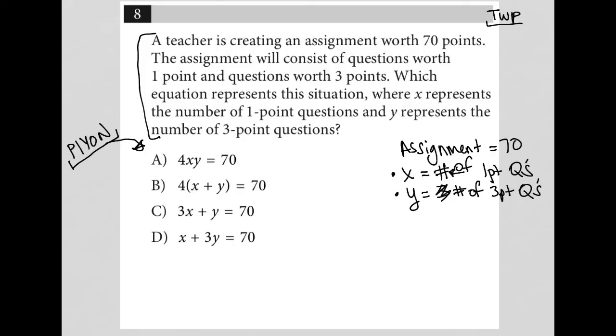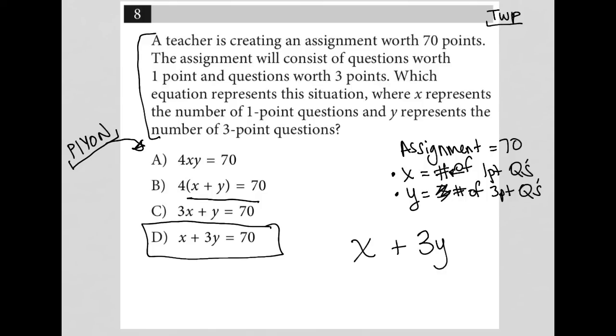So if I'm trying to have all that add up to 70 points, then it looks like choice D is going to be the correct answer, right? Because I'm going to have x 1 point questions, right? So however many I have, 20 of those, 30 of those, whatever it is, plus I'm going to multiply the number of 3 point questions by 3, right? 3 times y, because that'll give me the total number of points associated with the 3 point questions, right? So if I have 10 3 point questions, that would mean that this value will be 30 here as a total. And that should all add up to 70 in terms of my total number of points.